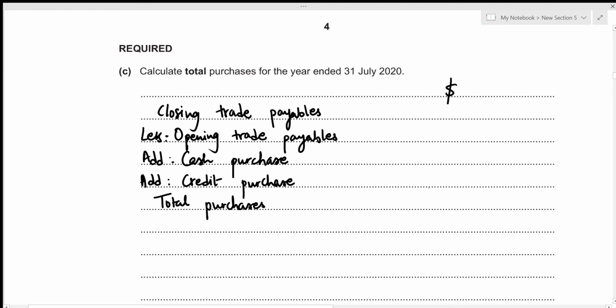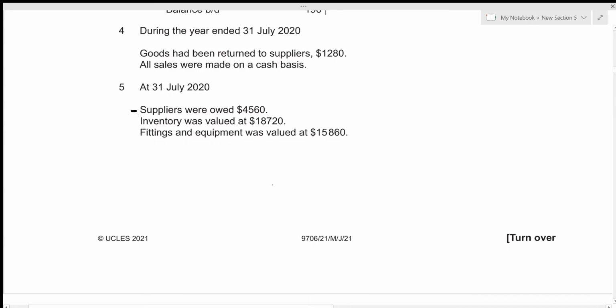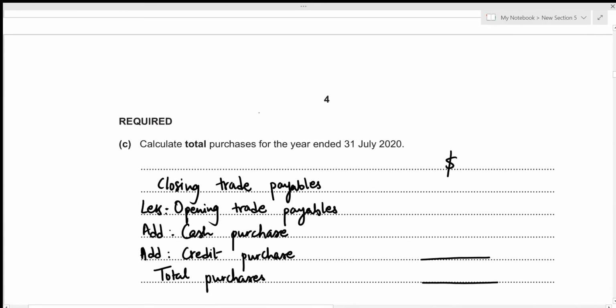Now we just need to look for the corresponding amounts of these four headings. In order to find the amount for closing trade payables, we'll have to look under the information given at the end of the year, right? So that's going to be at 31st July 2020, we're given that suppliers were owed 4,560. So this amount is still yet to be paid, which falls under closing trade payables. So that's the amount, 4,560.